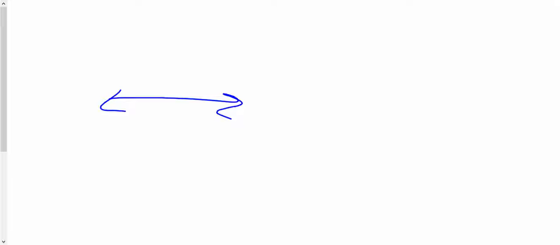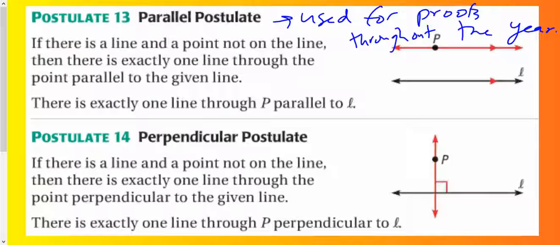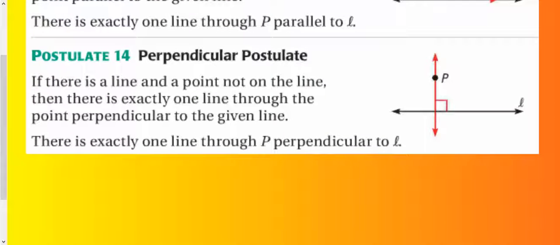So what that looks like is this. If I have a line here and a point not on the line, there has to be one line through that point that's parallel to that line. The perpendicular postulate is the same thing, except if you have a line and a point not on the line, then there exists one line through that point that's perpendicular to the original line. So here's my original line, here's my point. There has to be one line going through that point that will be perpendicular, and it's one and only one line.